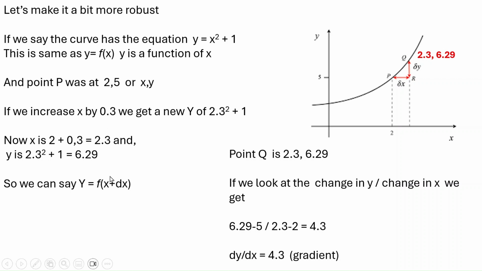So what we're suggesting down here is y is a function of x plus its friend, if you like, this change, so the 2 plus 0.3. We're nudging it along, and that's making a difference. Apologies again, I need a less sensitive mouse pad. So point Q then is 2.3 and 6.29. If we divide them through, we end up with a gradient of 4.3.